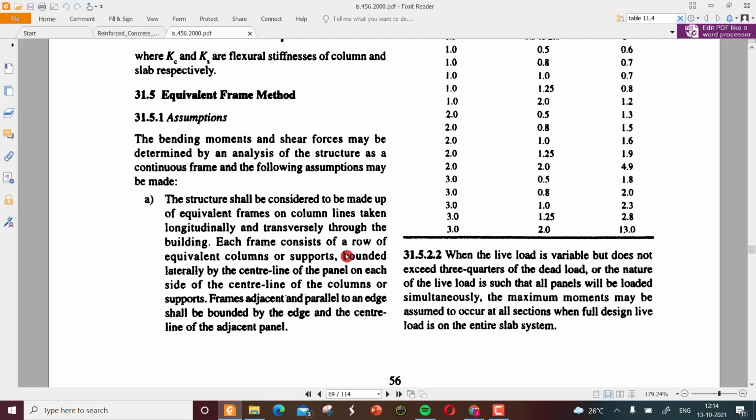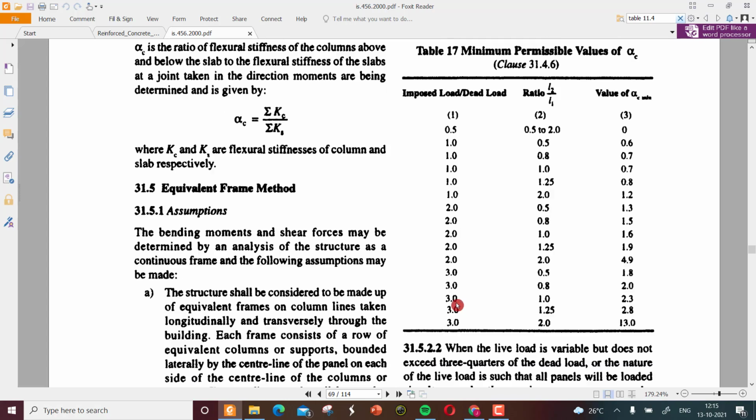Each frame consists of a row of equivalent column supports bounded laterally by the center line of the panel on each side of the center line of the columns or supports. Frames adjacent and parallel to an edge shall be bounded by the edge and the center line of the adjacent panel.